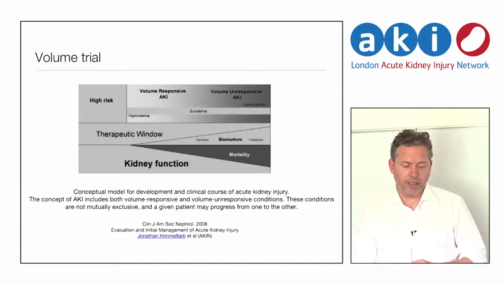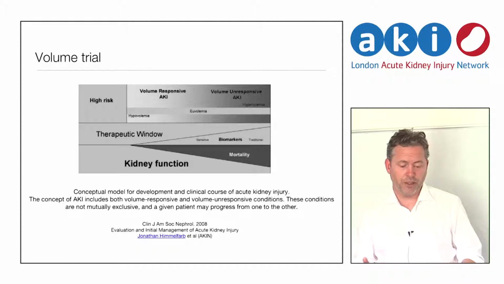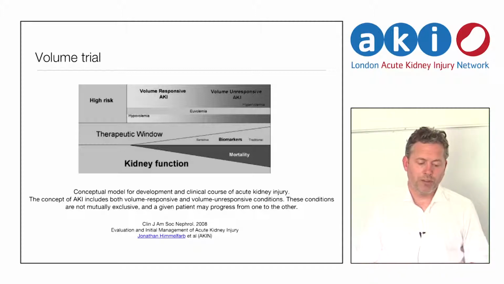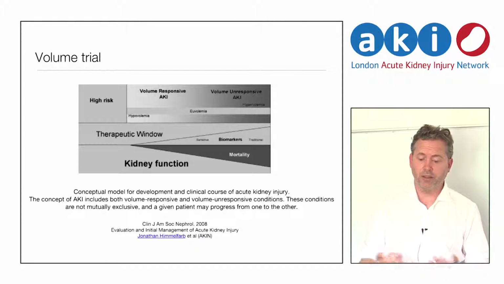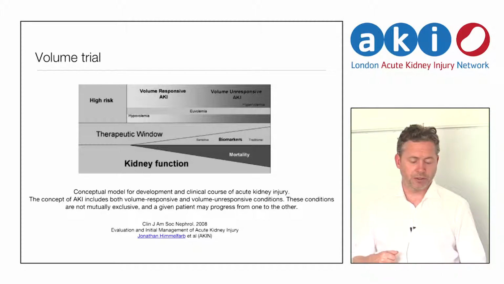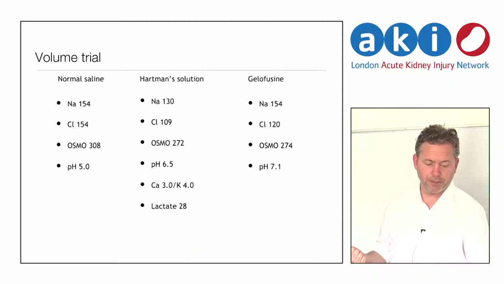So this is a conceptual model of acute kidney injury and fluid therapy by Himmelfarb et al. Here we can see we have kidney function, and if we look at the bottom bit of this graphic, we have kidney function which is declining as mortality is increasing. We have a high-risk patient who becomes an AKI patient, and here we have a closing therapeutic window when they are volume responsive, going from hypervolemic to euvolemic. Eventually they have volume unresponsive AKI. At this point they have kidney damage and biomarkers are increasing, biomarkers of kidney damage.